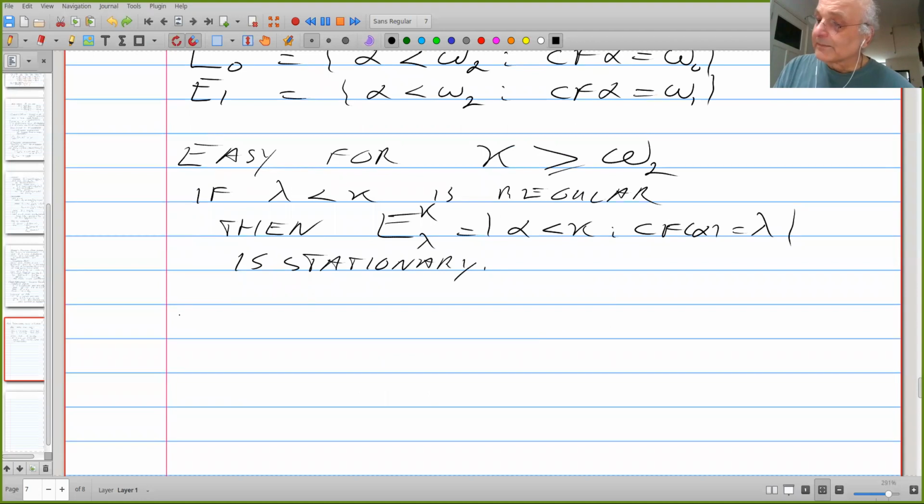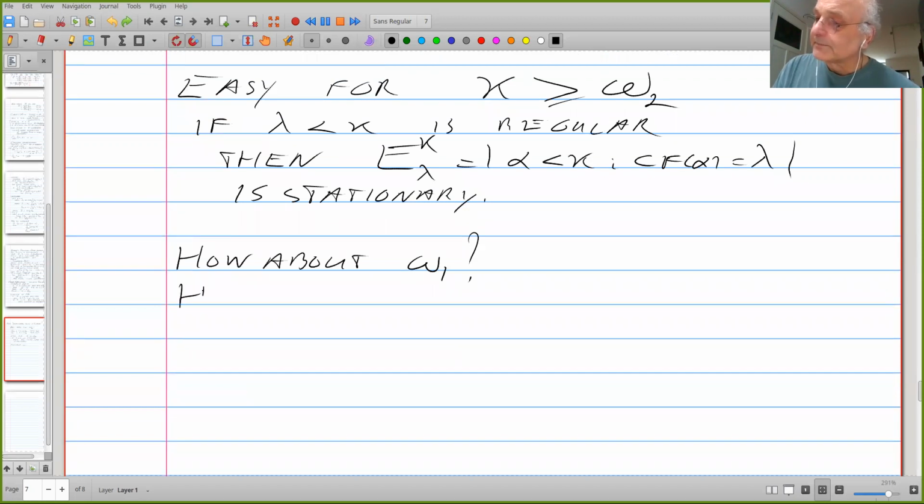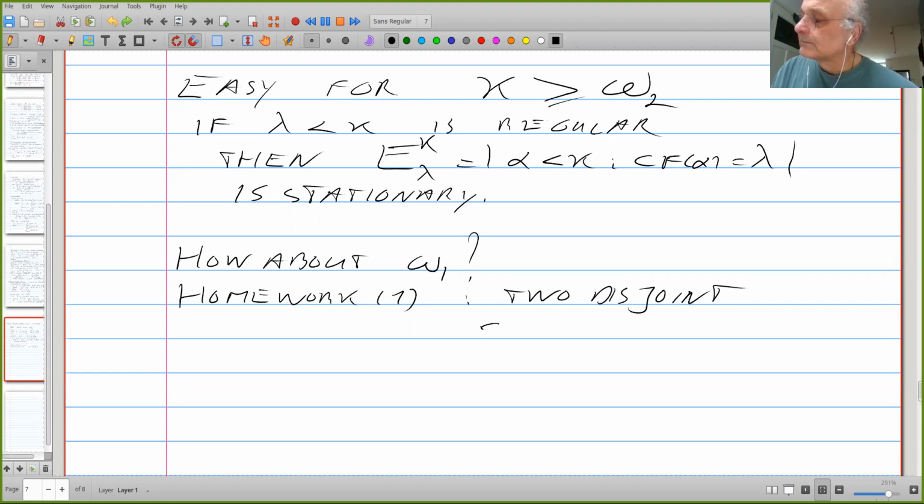How about omega 1? Well, homework. I'm going to prove a bit more, but in the homework, you find a reasonably elementary construction of 2 disjoint stationary subsets of omega 1. But it needs choice.